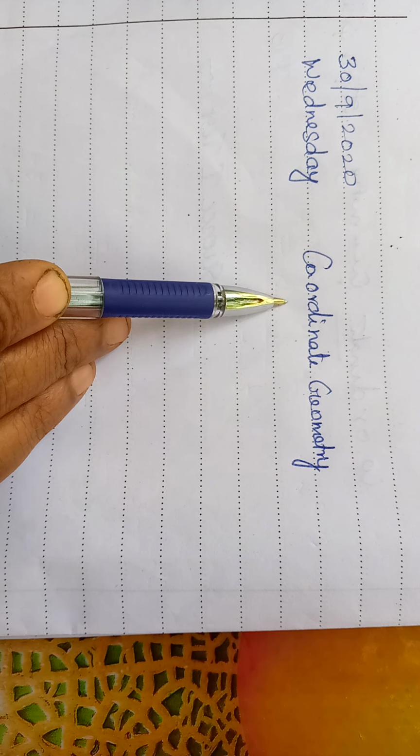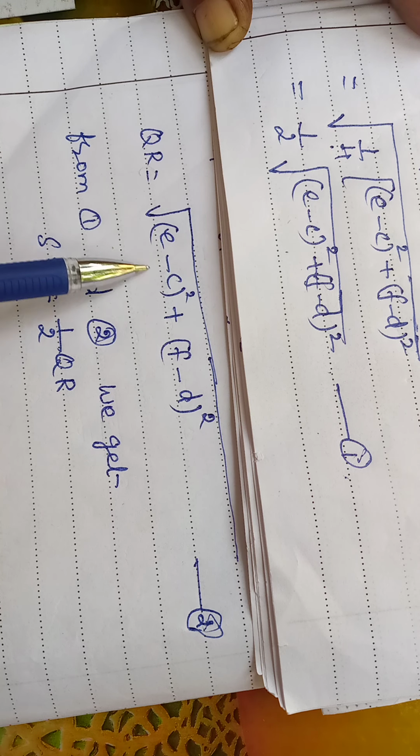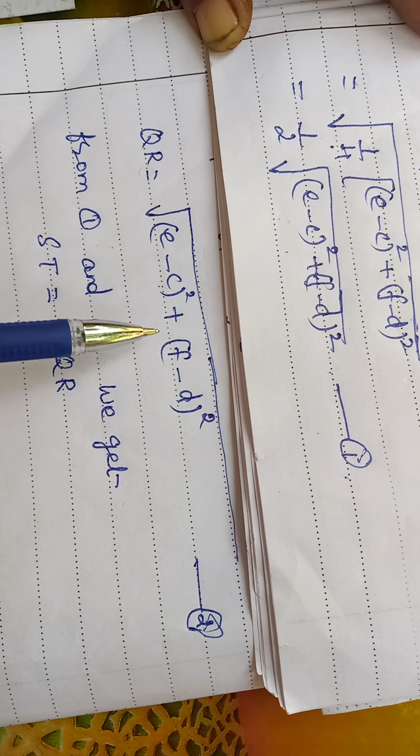Listen, from 1 and 2 what do we get now? What is equation 1? Half into square root of (E minus C) the whole square plus (F minus D) the whole square. What is it? Distance between ST. From equation 2 what are we getting? Distance between QR is equal to square root of (E minus C) the whole square plus (F minus D) the whole square. What do we have to prove? Length of ST is equal to half of the length of QR. Check it, equations 1 and 2.